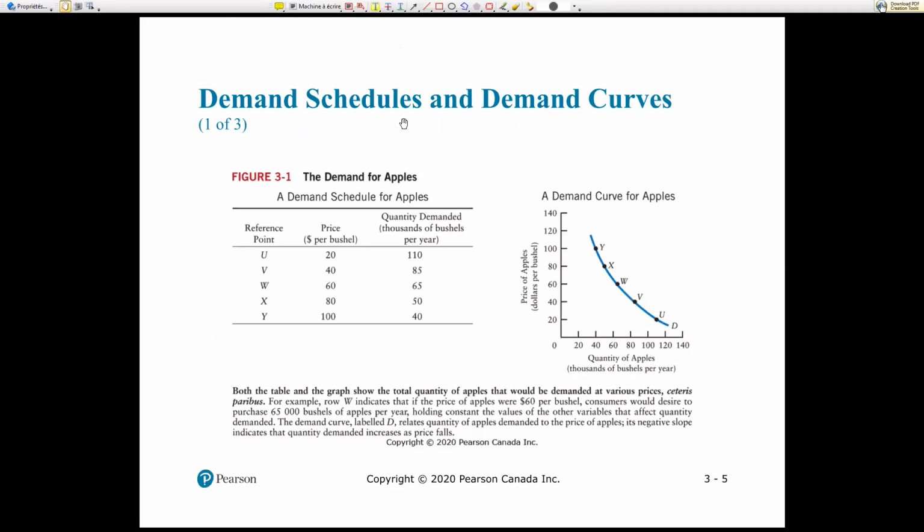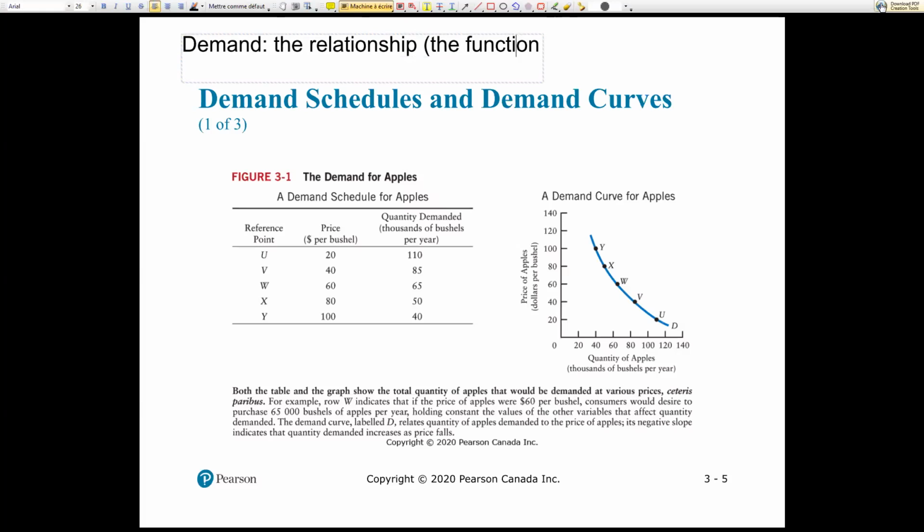So, demand schedule. This is what we mean. The demand is the relationship, or the function, of price to quantity demanded. So remember this.